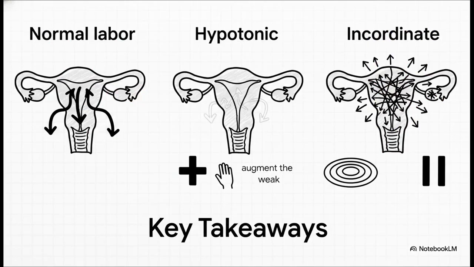So let's wrap this up with the absolute key takeaways. Number 1, normal labor needs that coordinated top-down polarity. Number 2, hypotonic dysfunction is simply weak but organized action. Number 3, incoordinate dysfunction is chaotic, disorganized action with a high resting tone. And most importantly, your diagnosis tells you exactly what to do. You help the weak and you calm the chaotic.